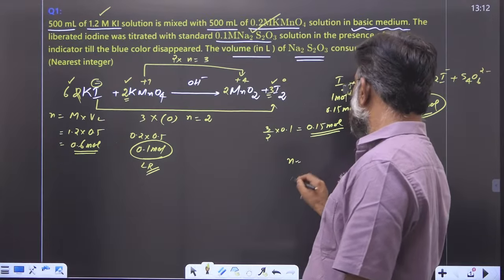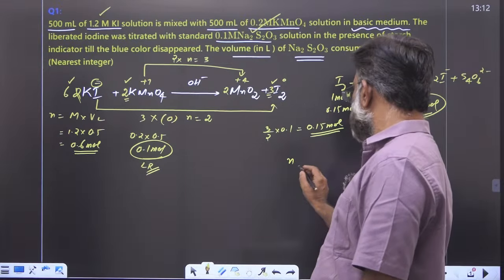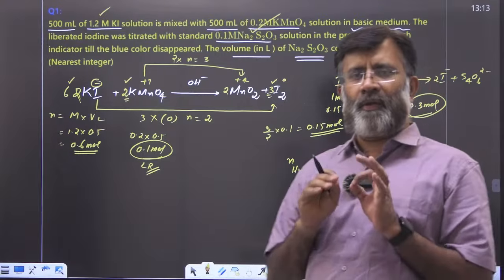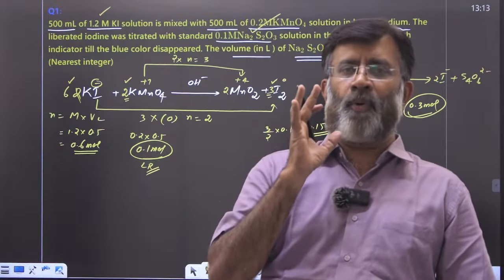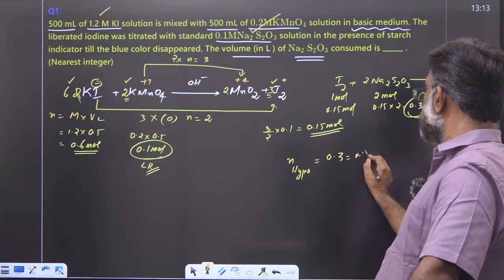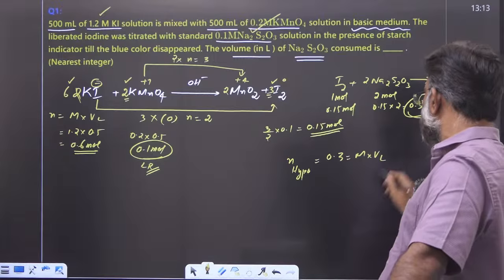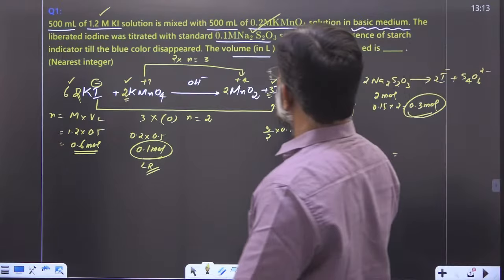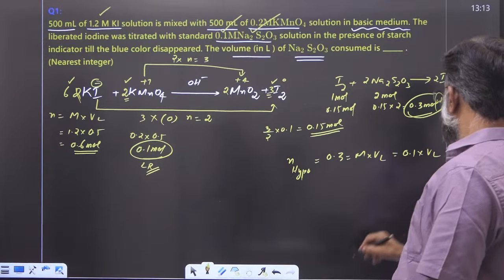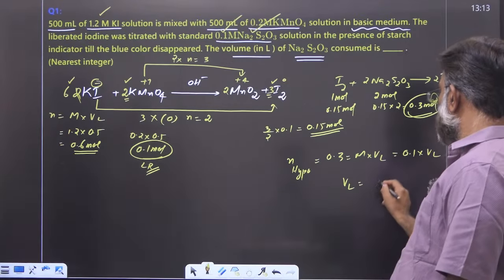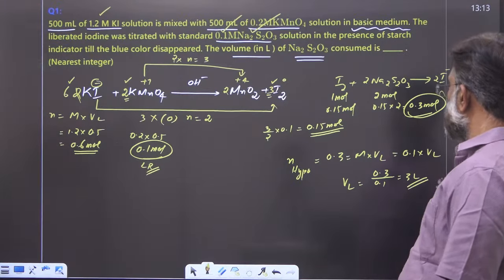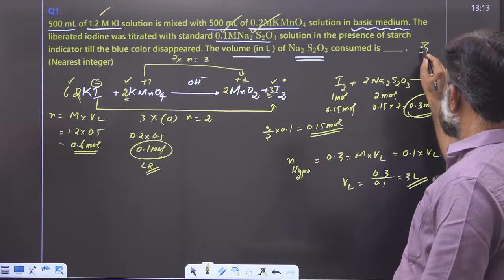So number of moles of Na2S2O3, number of moles of hypo. I think all of you know sodium thiosulfate is called hypo. Haven't you studied that? So number of moles of hypo is 0.3, that is equal to molarity into volume in liter. Molarity is given, it is 0.1. So 0.1 into volume in liter. Therefore volume in liter is 0.3 by 0.1. We get the answer 3 liters.